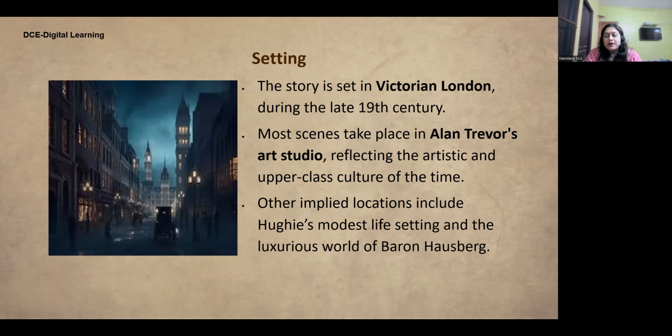Most scenes take place in Alan Trevor's art studio, a character in the story, reflecting the artistic and upper class culture of the time. The other implied locations include Huey, he is the main protagonist, Huey's modest life setting and the luxurious world of Baron Hosmer. So that is the comparison between Huey's modest life setting and the luxurious world of Baron Hosmer.